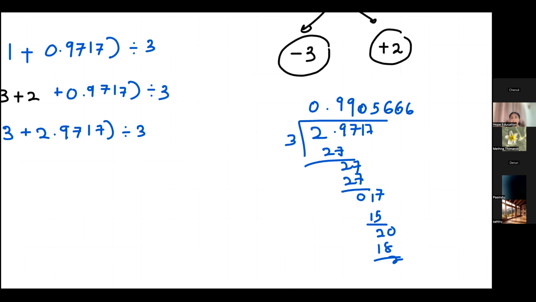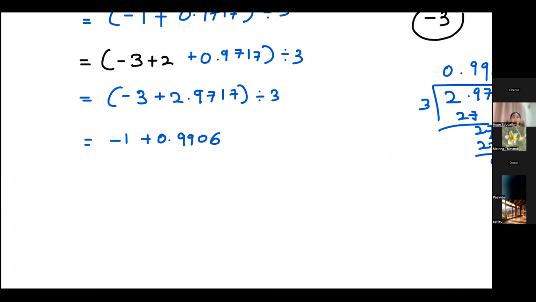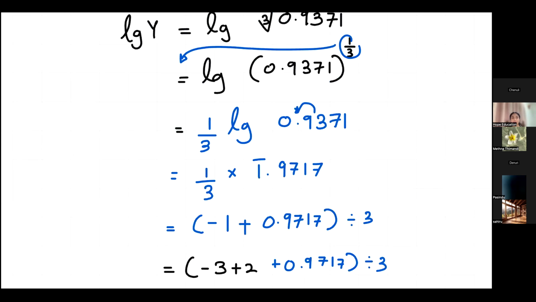This digit here is 6. 6 is greater than 5. So when I round off, I get 0.9906. We increase the digit by one and write it as 6. And then we combine these together and we write bar 1.9906. Now this is log y.